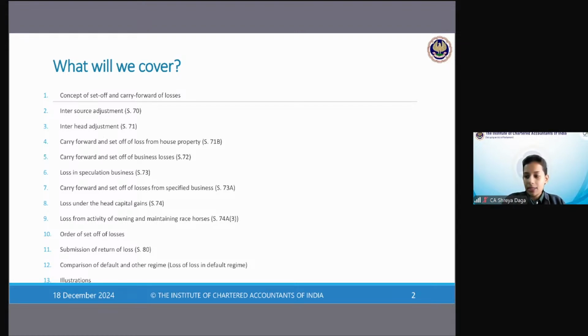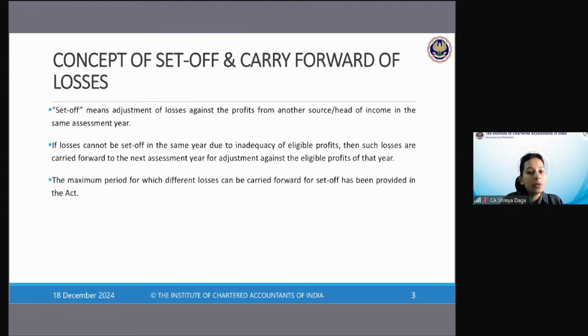All right. Next. So we are going to talk about set off and carry forward. The meaning of set off is adjustment of loss against profits from another source or head of income in the same assessment year. And if you cannot do it in the same assessment year because of inadequacy of eligible profits, so not because of any other reason. Suppose you have some eligible profits of another source against which you can set off. But there is something in your mind that this year I am overall falling in low tax bracket. So let me not set off. I will carry forward the loss. Next year, I will fall in high tax bracket. In that year, I will use my old losses and try to reduce the tax in the next year.